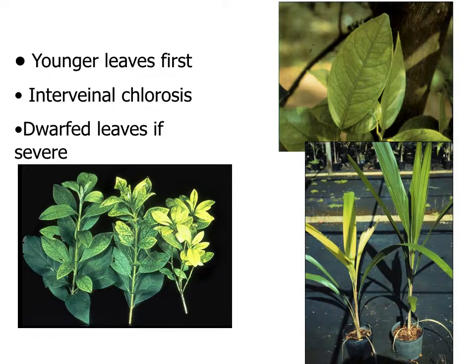Here's iron deficiency on several different plants. The upper right-hand picture appears to be a citrus. You have some interveinal chlorosis. This leaf almost may be deficient in nitrogen as well, but it's hard to tell.